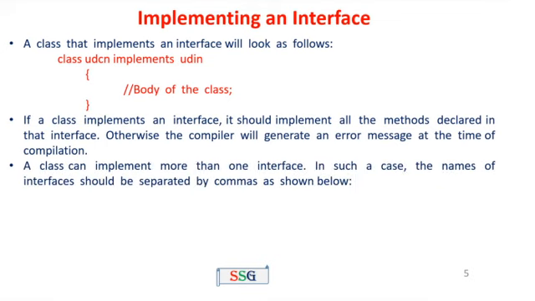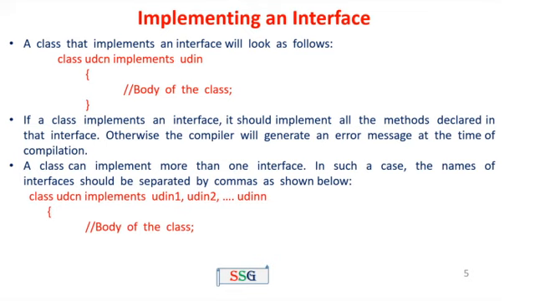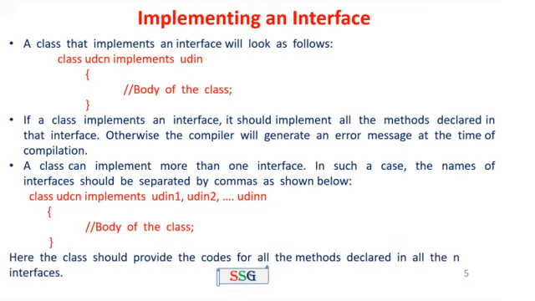A class can implement more than one interface. That's also possible. In such cases, the names of the interfaces should be separated by commas as shown below. Class user defined class name implements user defined interface name 1, 2, and up to n, body of the class. Here the class should provide the code for all the methods declared in all the n interfaces.